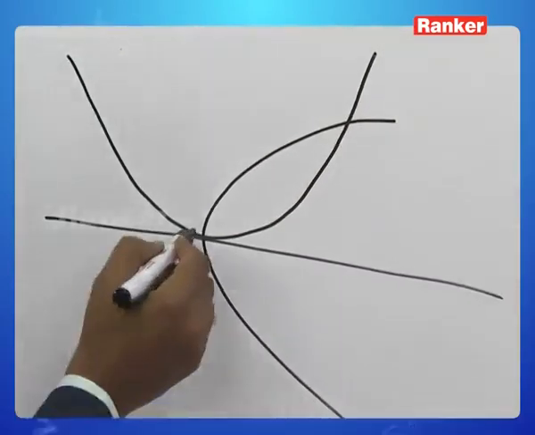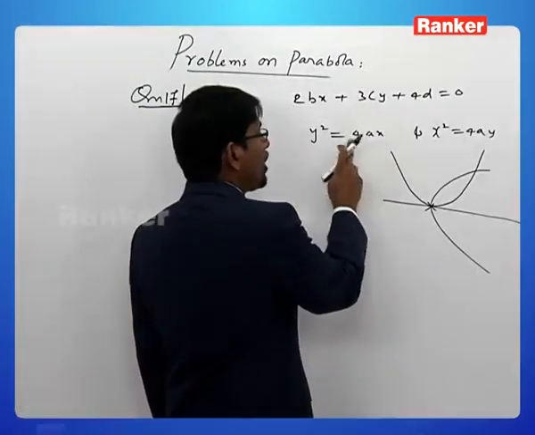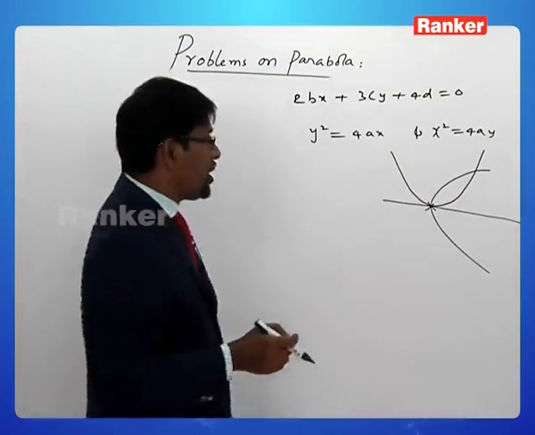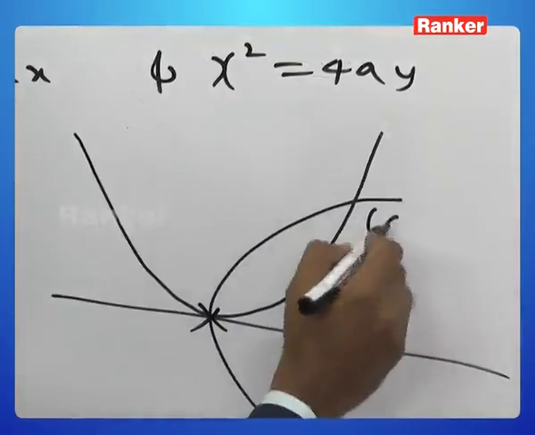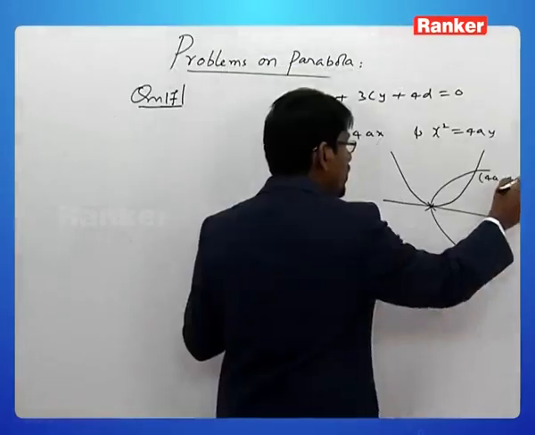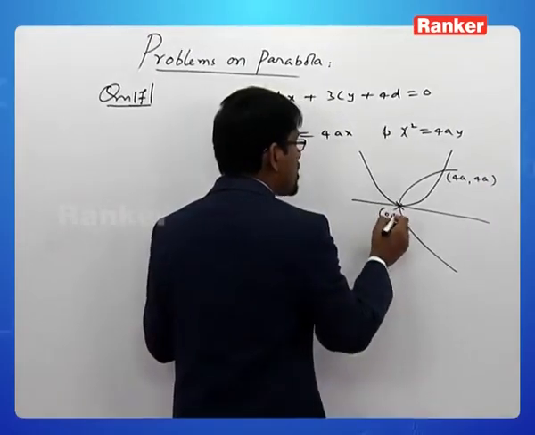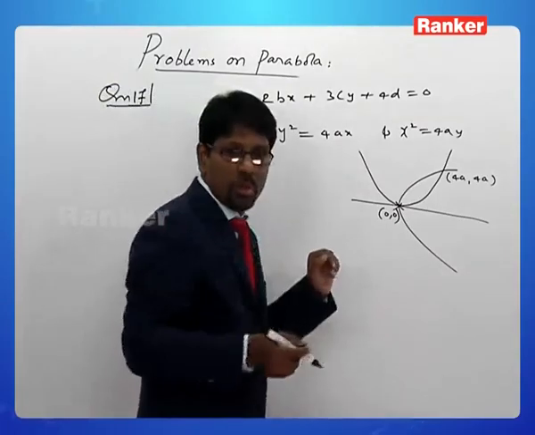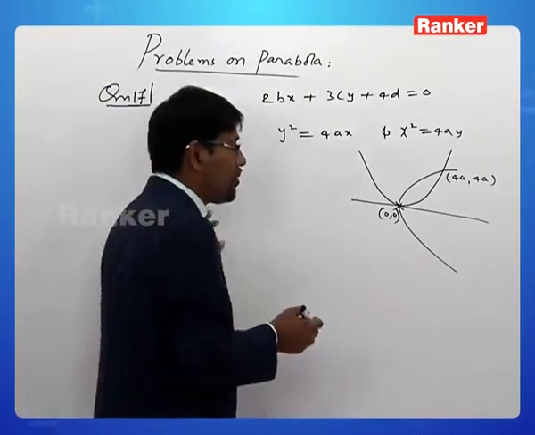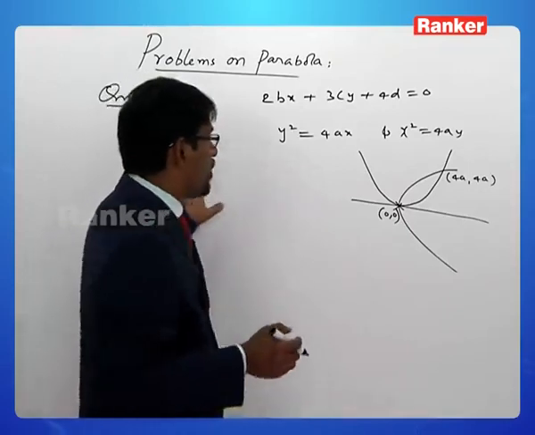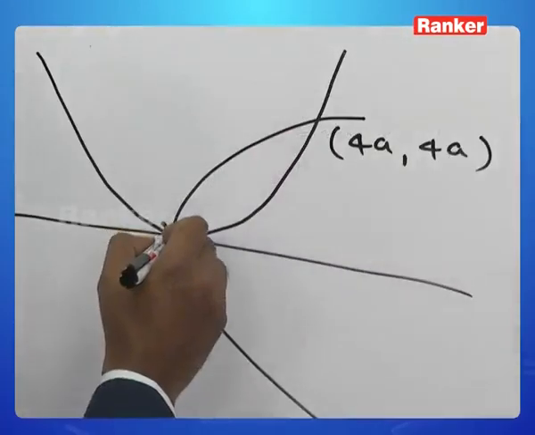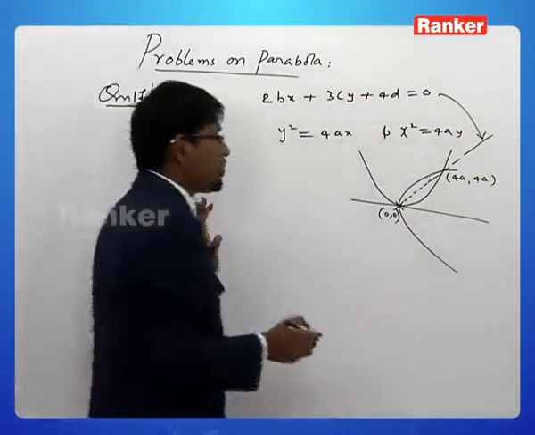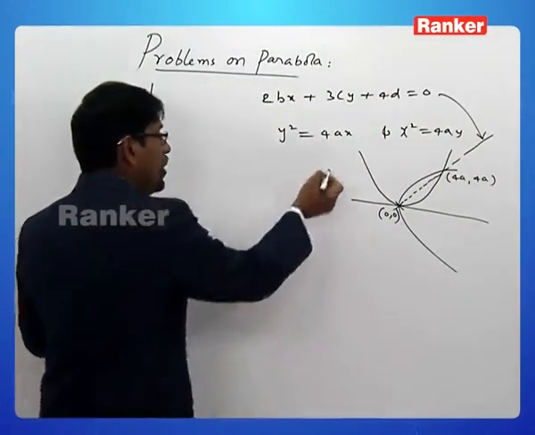In fact, we will easily be able to see that by putting y is equal to 4ax here, we will get x square to be equal to 16a square. So 4a comma 4a is one of the points, and the other point of intersection is 0 comma 0. 2bx plus 3cy plus 4d is equal to 0 is a line passing through these two. So this is the given line, but what is that line?